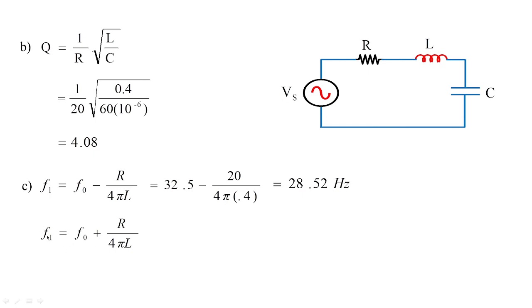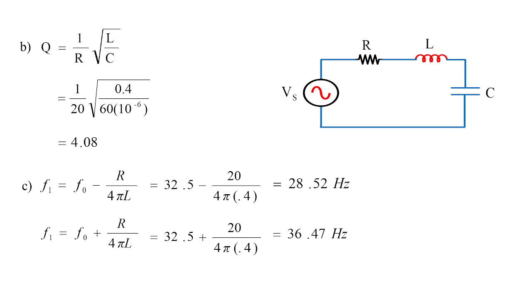And similarly, the upper cutoff frequency is supposed to be F2. It's a small mistake, please ignore this. It should be F2 and its value will be 32.5 plus 20 by 4 pi into 0.4, which is equal to 36.47 Hz. So these are the values of the lower cutoff frequency and upper cutoff frequency. When you estimate the bandwidth, it will be F2 minus F1, which will be 36.47 minus 28.52. So that is how you calculate the bandwidth.